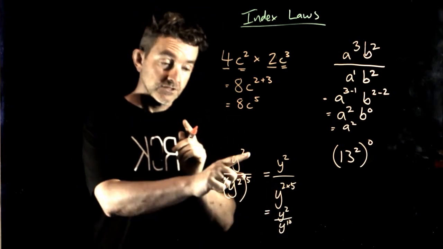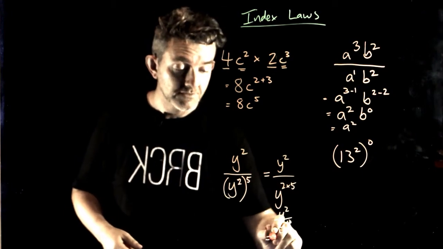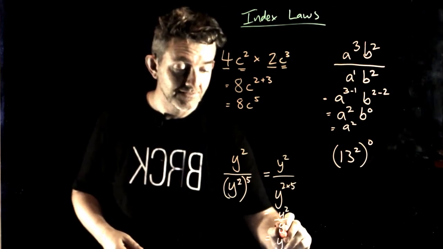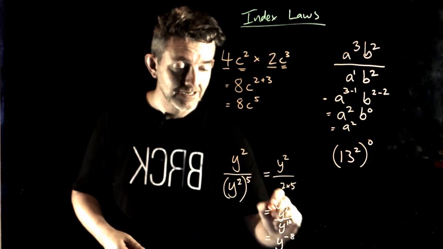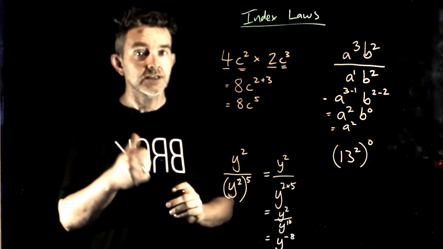The rule, dividing with the same base, I have to subtract the bottom from the top. So it's going to equal y to the power of negative 8. 2 take 10 is negative 8. We're going into negative territory.